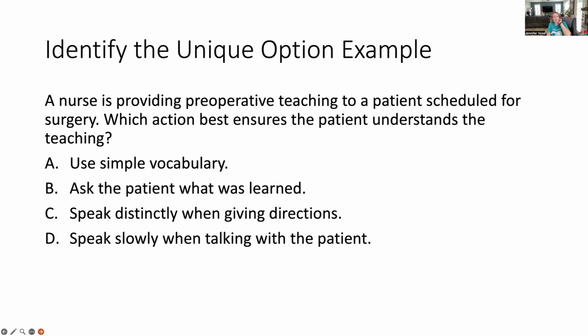A nurse is providing preoperative teaching to a patient scheduled for surgery. Which action best ensures the patient understands the teaching? Use simple vocabulary. I like it. Ask the patient what was learned. I like that. Speak distinctly when giving directions. Okay. Speak slowly when talking with the patient. Well, there's nothing in the stem that suggests I need to speak slowly, but I have all of these options here, A, C, and D, that all have to do with speaking.